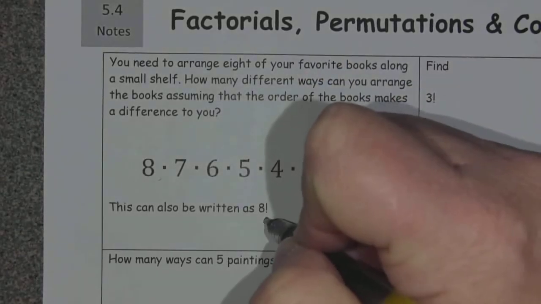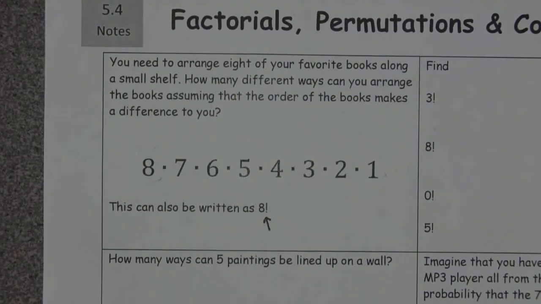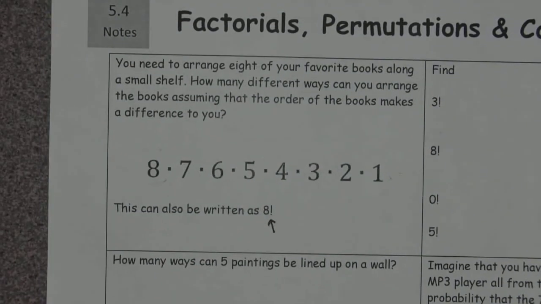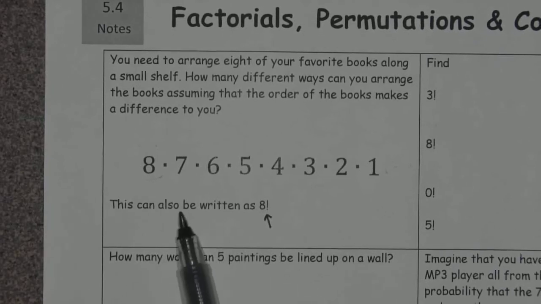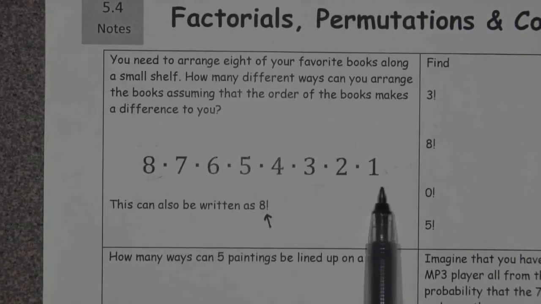Anybody know another name for that symbol right there? Yeah, in Mr. Murphy's class you would say an exclamation point, right? In math, that symbol is called a factorial. And what that symbol means is multiply from 8 all the way down to 1.